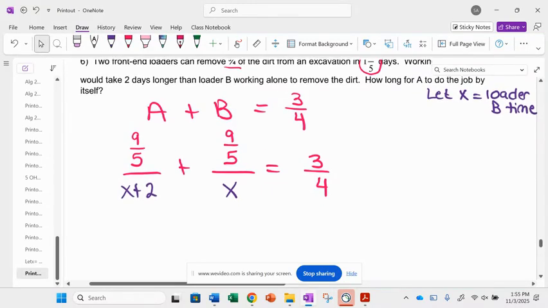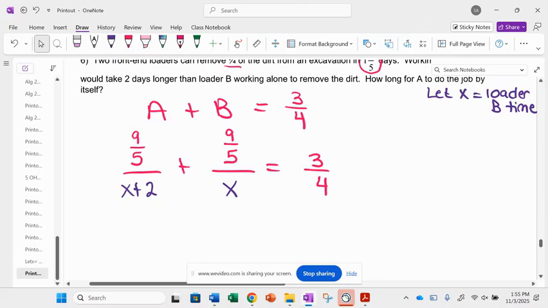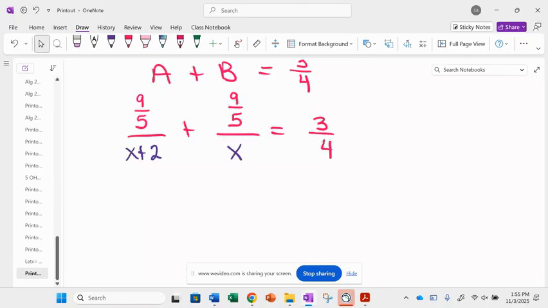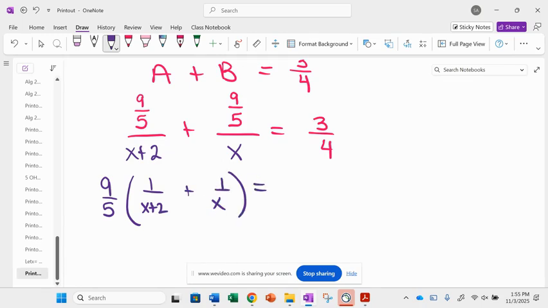Okay, now I'm going to show you a couple of things. I can actually here on this left side pull out a GCF of 9/5 because both of their numerators are 9/5. So I can pull, which is going to make this problem look a lot easier, 9/5 times 1 over X plus 2 plus 1 over X equals 3/4.